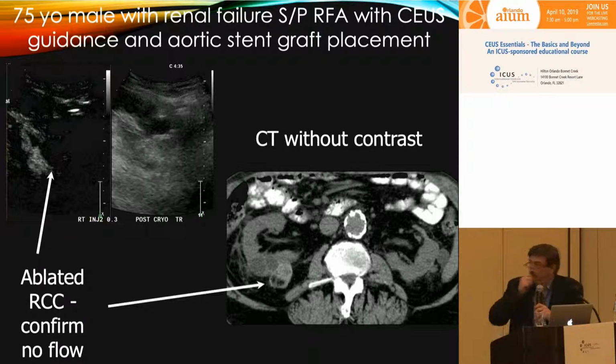And we use this for follow-up. Again, many of these patients have renal insufficiency. So here's a post-ablation. Can you tell me if there's any residual tumor? I think it's really hard, even if we gave contrast, because of the background tissue. But with CEUS, you can see this black hole was the renal cell carcinoma.